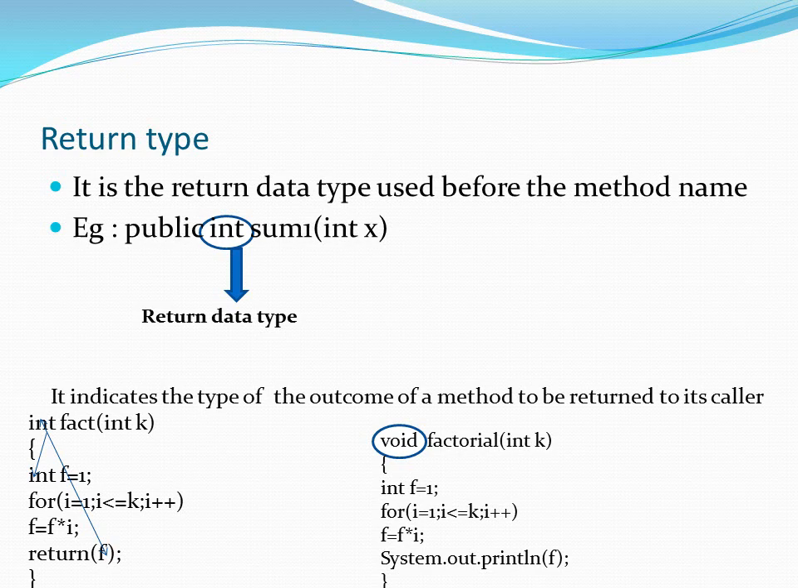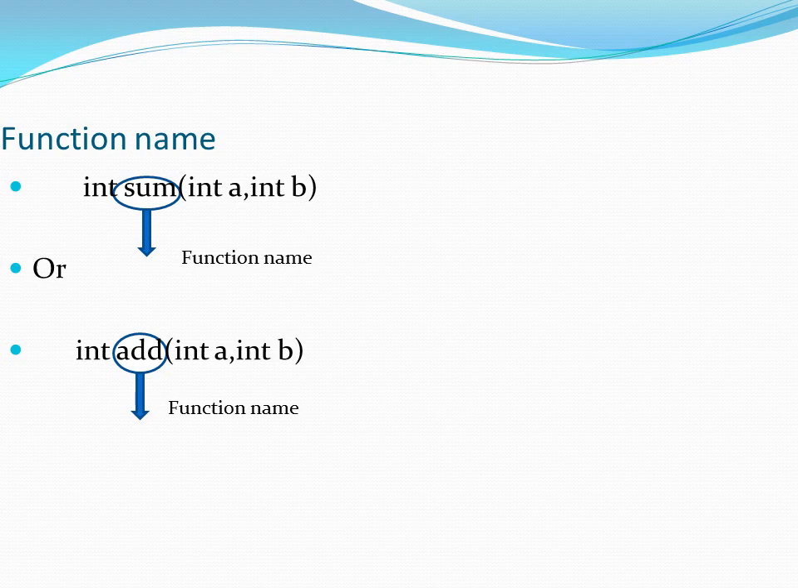Take another example. Here, the factorial function does not return any value. It prints the f value inside the function. In this case, the method does not return any value. Its return type is mentioned as void to represent a non-returning method. Next component, function name. It concerns the name of the method.